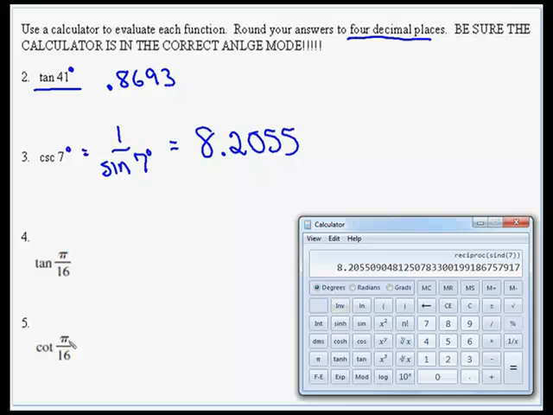Now the next 2 questions are in radians. The dead giveaway is the pi there. So we'll now put our calculator into radian mode. We'll clear this out. There we go. We want the tan of pi over 16. So we're going to do pi divided by 16 and then hit the tan key. So pi divided by 16 equals and then we'll hit tangent. Let's see here, 0.1989.